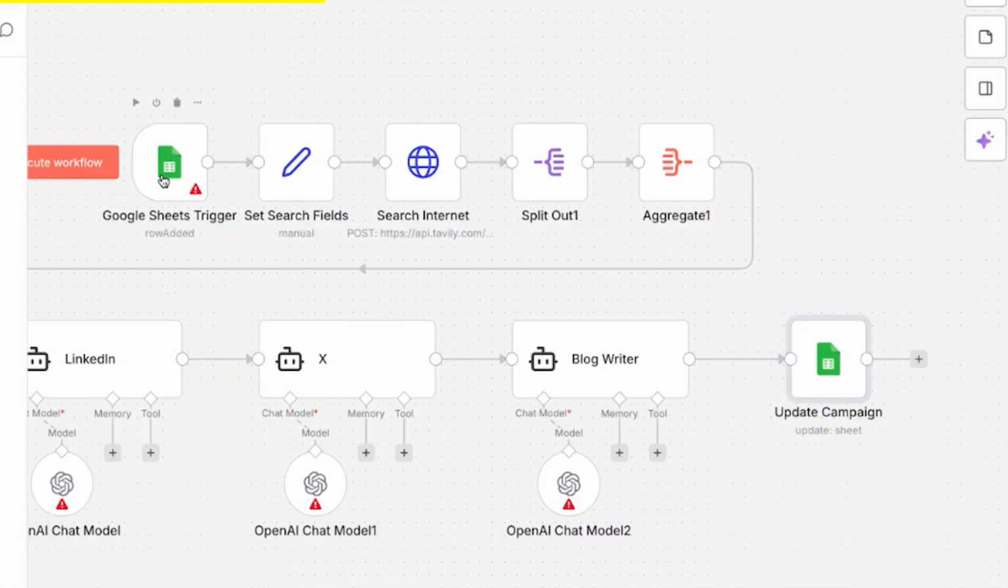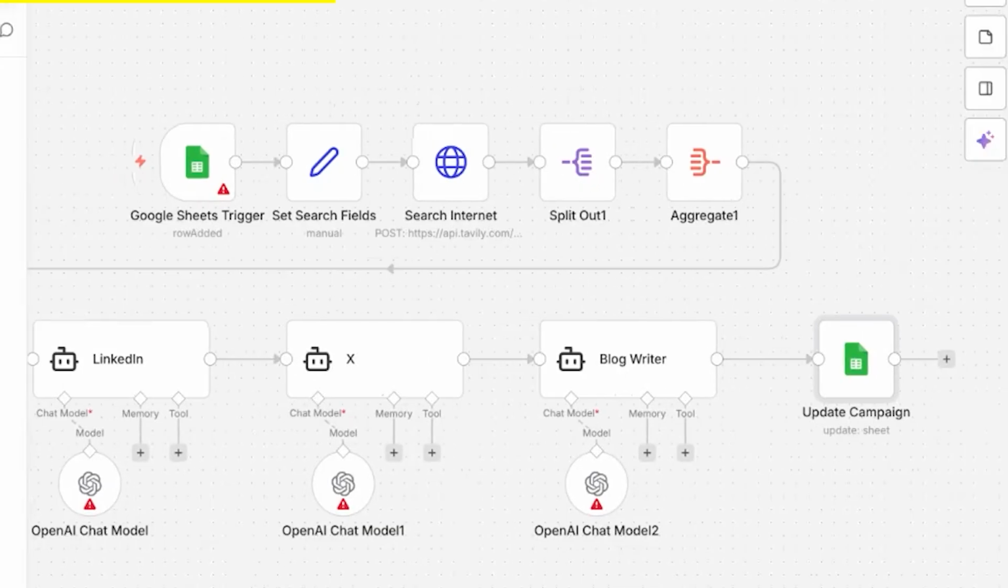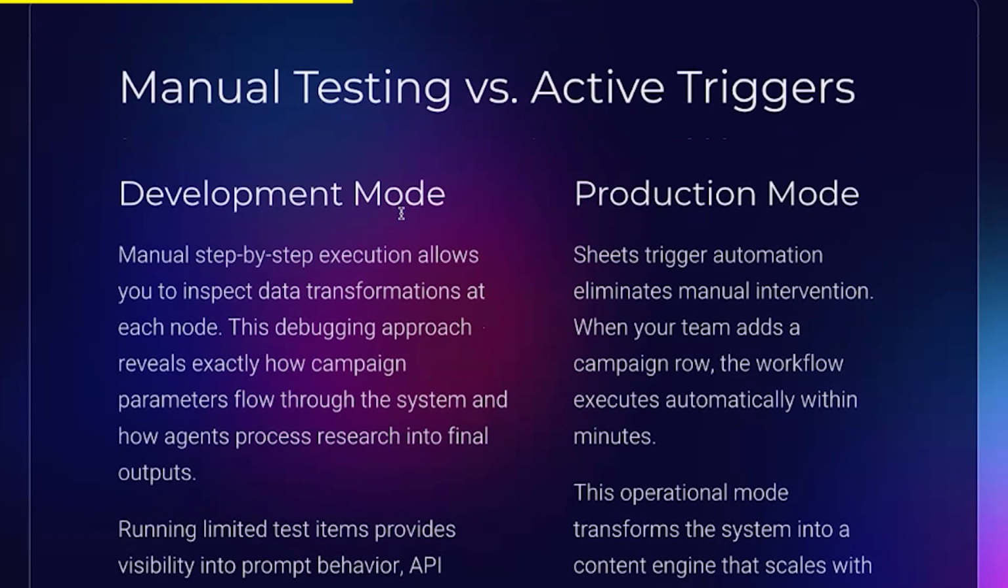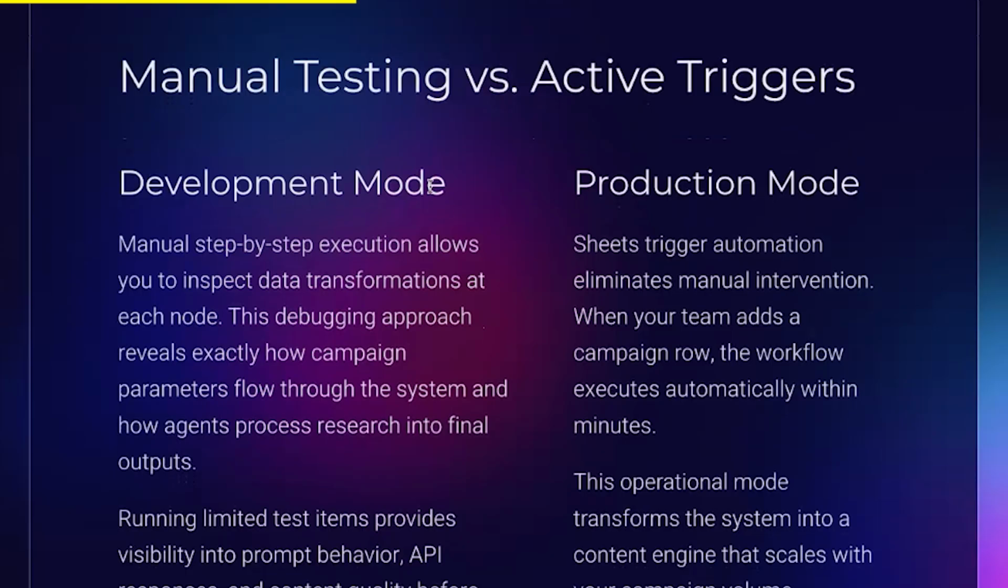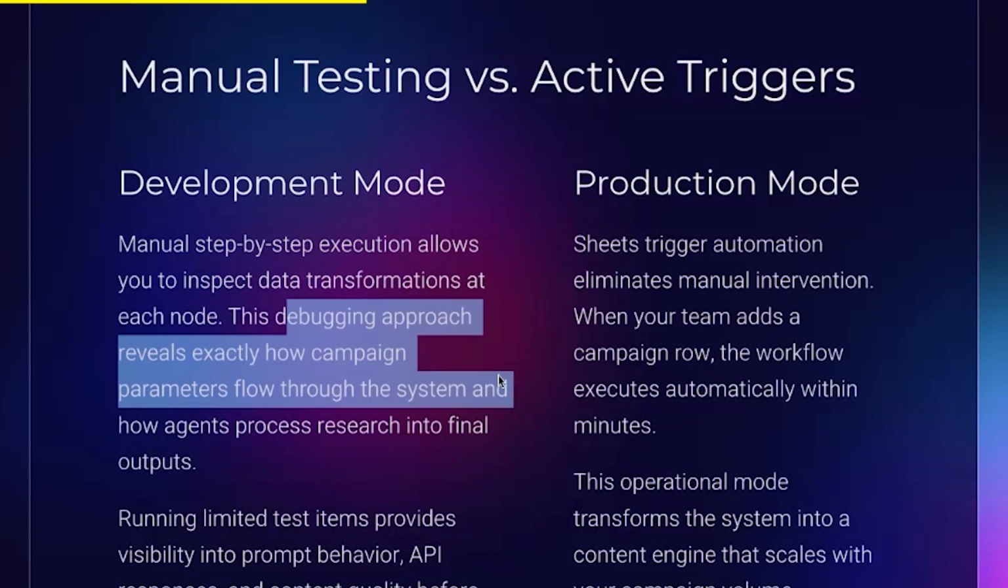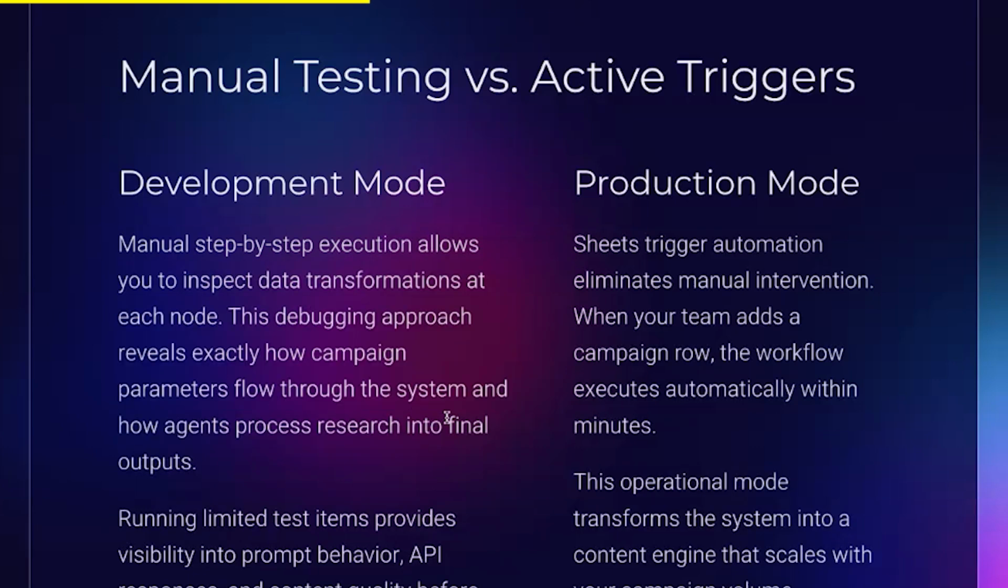So this goes to this, very simply put, which then searches the internet, which then spits it out, aggregates it, and then sends it over to the 3 content specific, 3 social media post specific AI bots. Manual testing versus active triggers, right? So you can have 2 modes. You have the development mode, which allows manual step-by-step execution, which allows you to inspect the data transformation at each node. This debugging approach reveals exactly how campaign parameters flow through the system and how agents process research into final outputs.